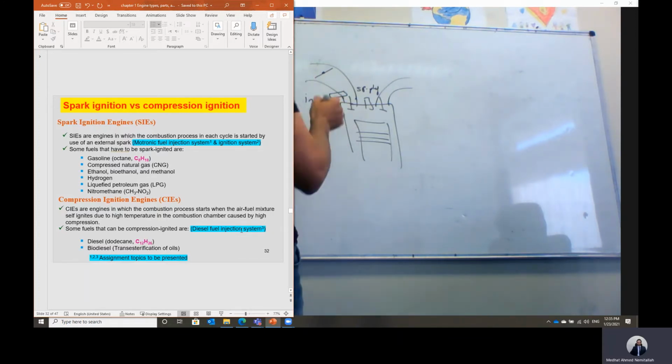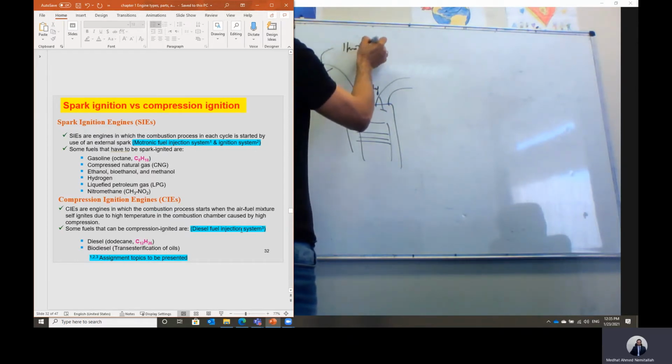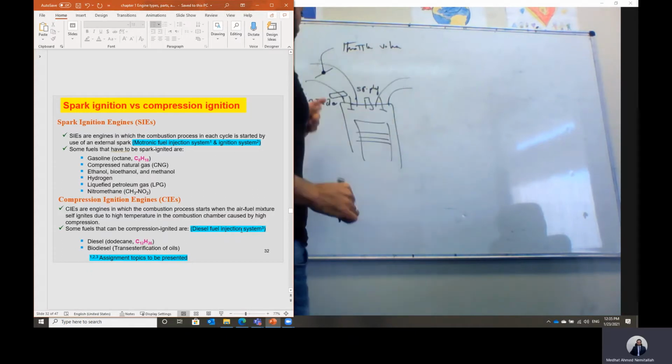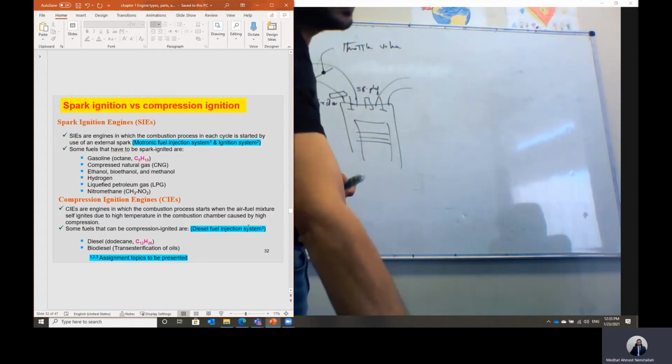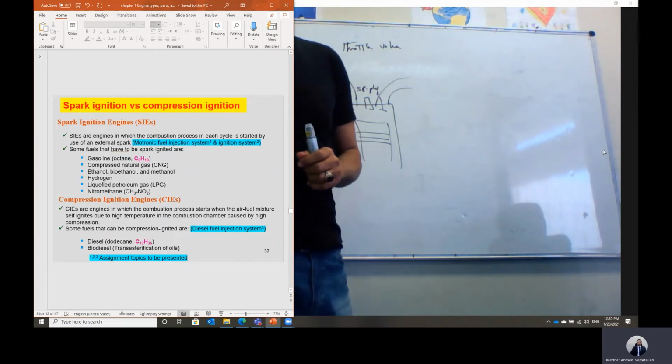But upstream of the fuel injector, we have what we call the throttle valve. The throttle valve controls the amount of air coming into the system. So the throttle valve controls the amount of air. This throttle valve is connected to the accelerator pedal.